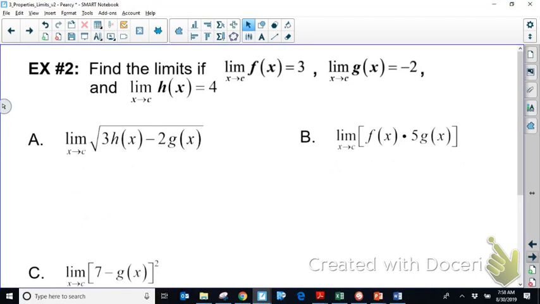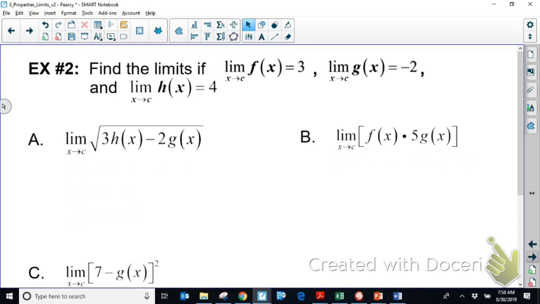Alright, this is the third video that we're making in a series on properties of limits. What we've looked at in the first two videos was what properties of limits were, how you read them. The second one was how you use the properties of limits as you look at some graphs that are given to you. And this one is going to be a little bit more of the same.